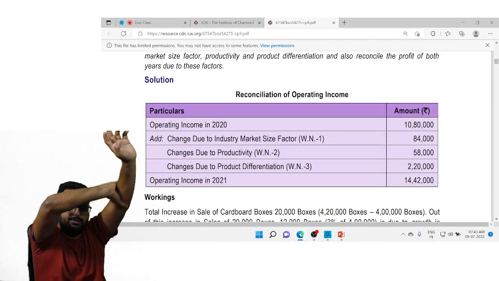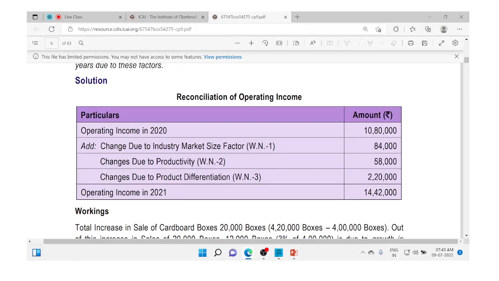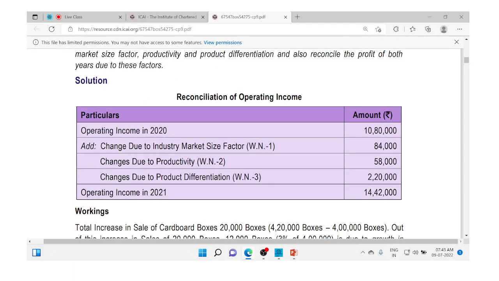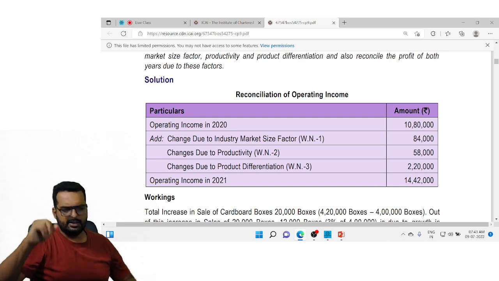Are you all done writing this? I believe you are still writing. Let them finish. All right, friends, I believe everybody is done writing this.